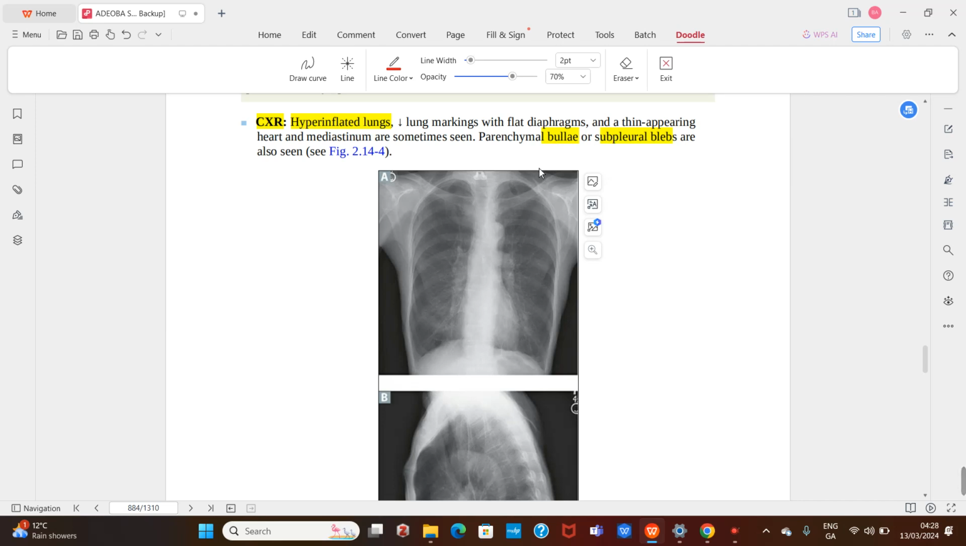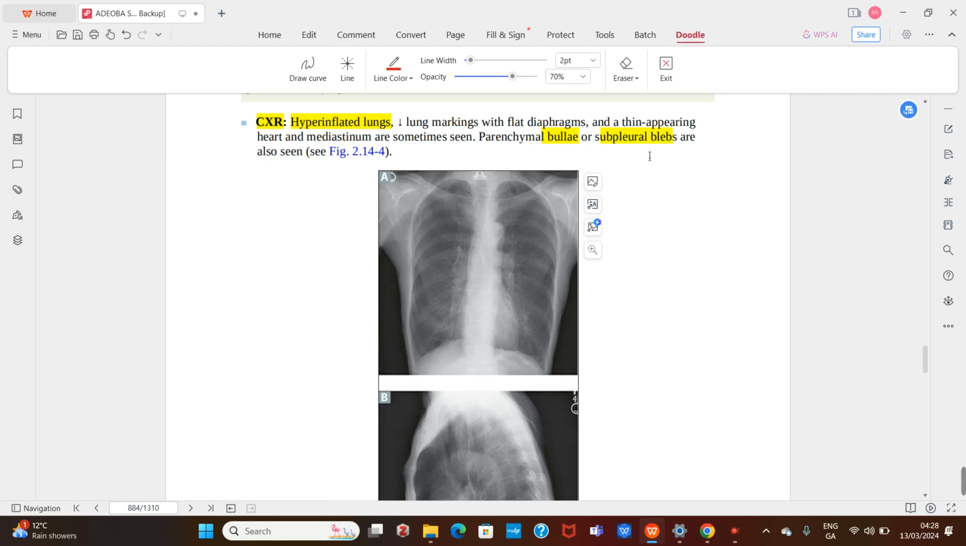An air pocket in the lung tissue, outside the alveoli, between the interstitium, we call that bullae. That is why COPD is a risk factor for pneumothorax. You can have rupture of these bullae, rupture of these blebs, and you can have air seeping into the pleural cavity, causing pneumothorax.